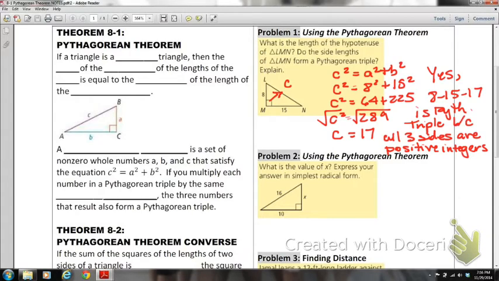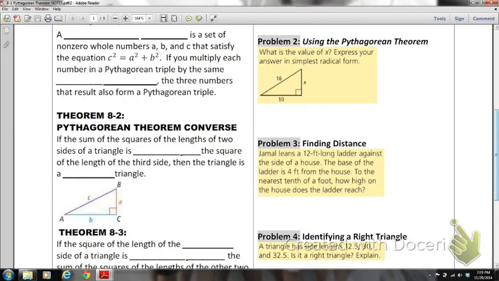Problem 2, scroll down. Problem 2, you're going to find the value of x and express your answer in simplest radical form. So once again, we have a right triangle, so we know that the Pythagorean theorem applies. C squared equals a squared plus b squared. So which value goes in for c? C is always the hypotenuse opposite the right angle. So it has to be the 16. So 16 squared is equal to x squared plus your other leg is 10 squared.